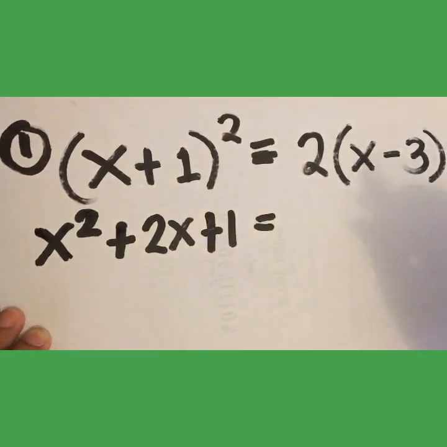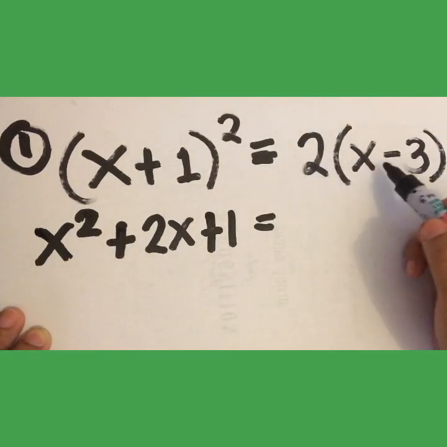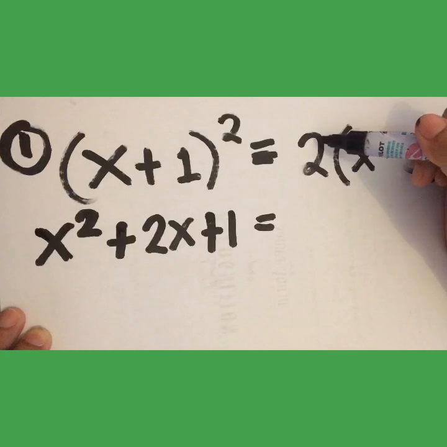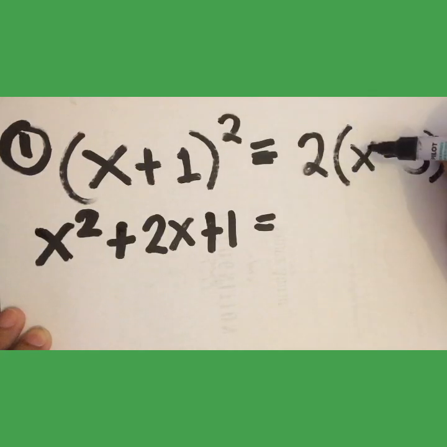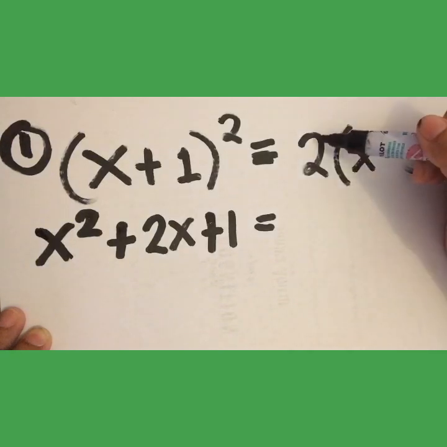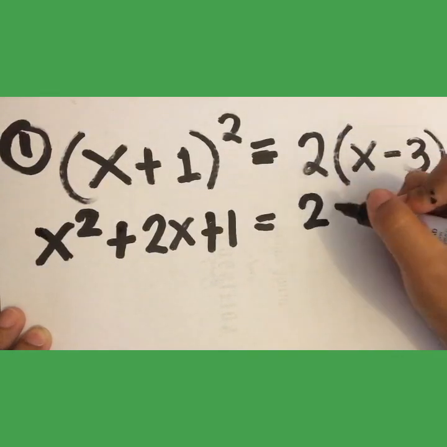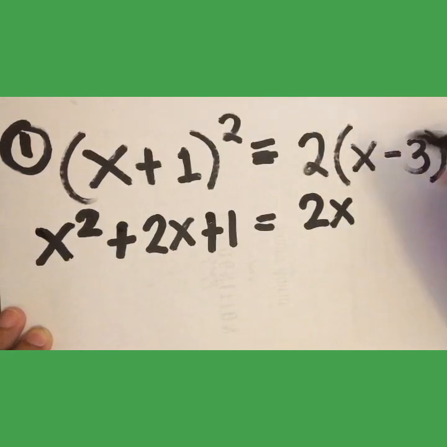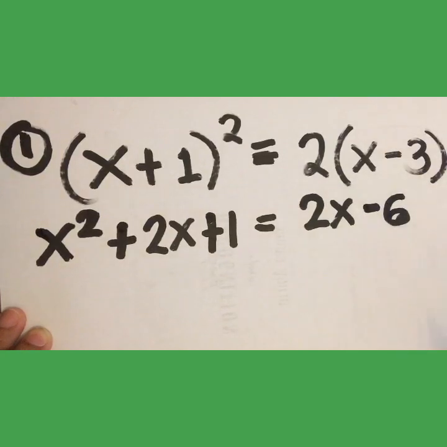Then, we also need to expand this second side by applying the distributive property. We multiply the outer term by the inner term, and the outer term by the second inner term. So 2 times x is 2x. Now we multiply it like this: 2 times negative 3 is negative 6. Okay, so what will we do next?